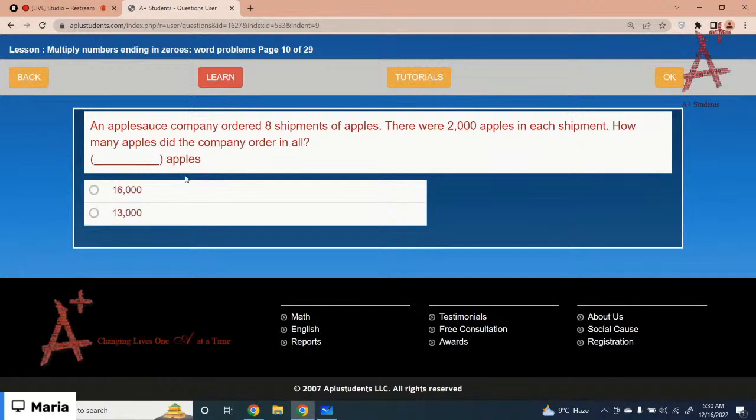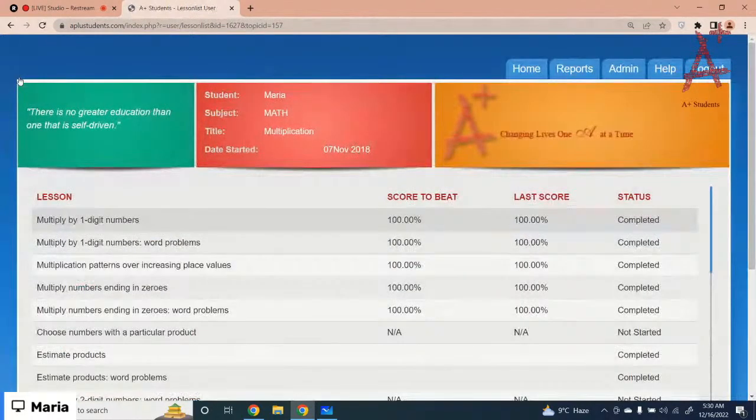Got it? Okay, you can complete the test by yourself later today. Let me just move on to the next lesson. If you need more help with the lesson, you can contact any tutor on Skype. They are available from Monday to Friday, 5 to 9. Got it? The next lesson is choose numbers with a particular product.